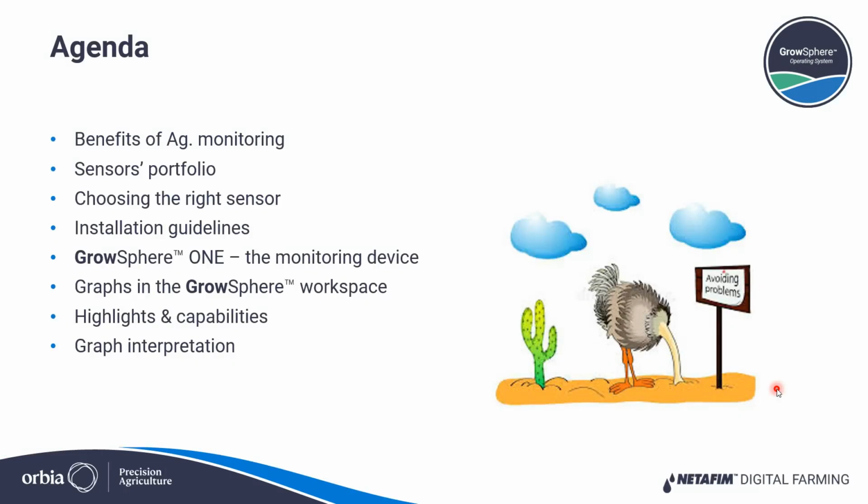Today, we will discuss the advantage of using an agronomic monitoring system. I will start by reviewing the range of sensors available in our portfolio. We will discuss the key factors to consider when selecting a sensor, and I will give some guidelines for your sensor installation, where to install them, and the best time for doing it. I will present the GrowSphere device for monitoring to have a better understanding of the device's capabilities. And the last part of the presentation will be dedicated to the graphs on the cloud, how to present them, key features, and how to interpret the data. Are you ready? Let's start.